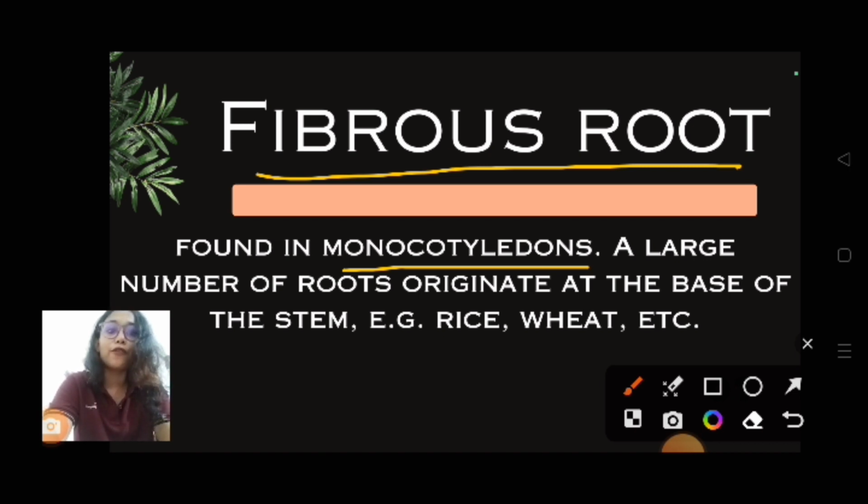A large number of roots originate at the base of the stem. So in this case, there is no primary root, no secondary root, no tertiary root here. All the roots arise from the same point. I mean, not from the same point, from the base of the stem. Okay. So they do not have any primary or secondary roots like that. It can be seen in rice, wheat, etc.